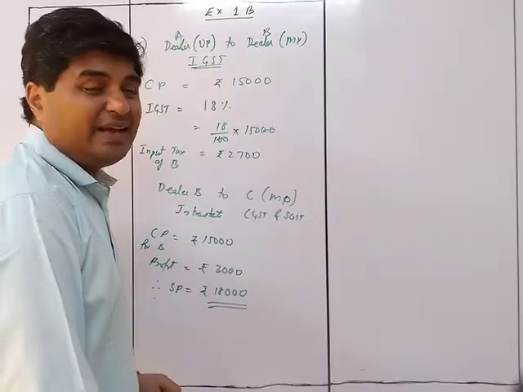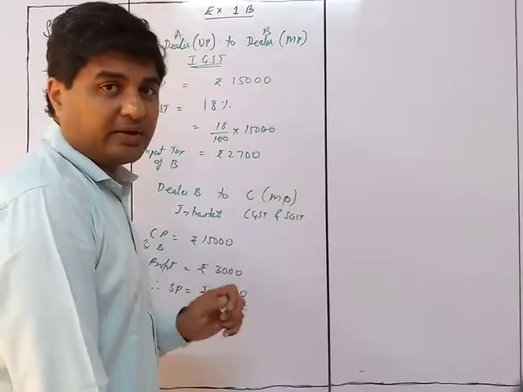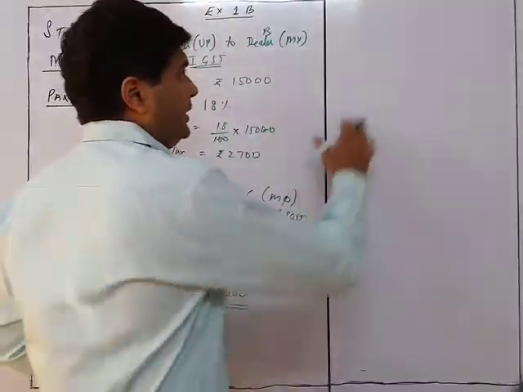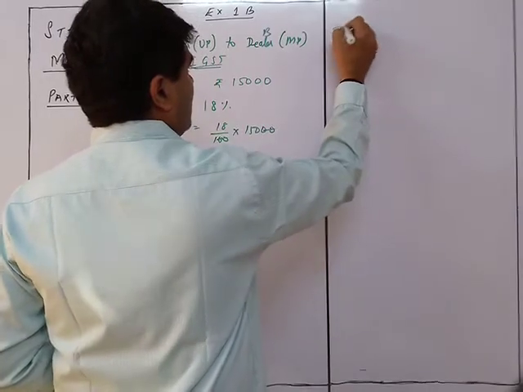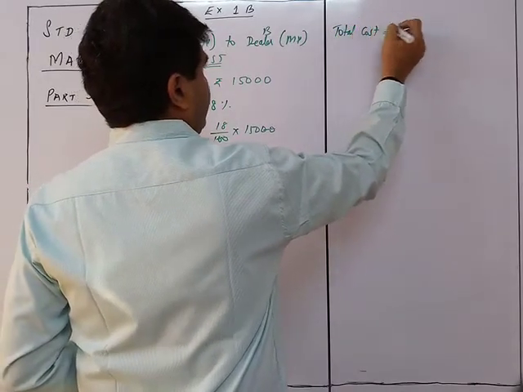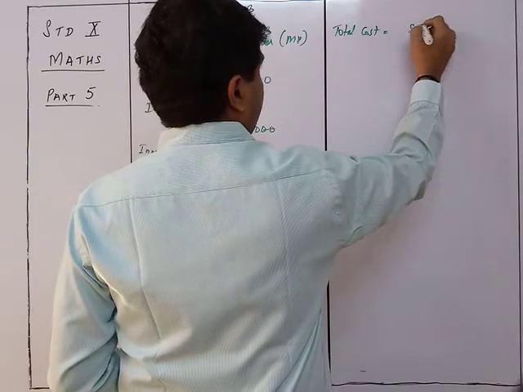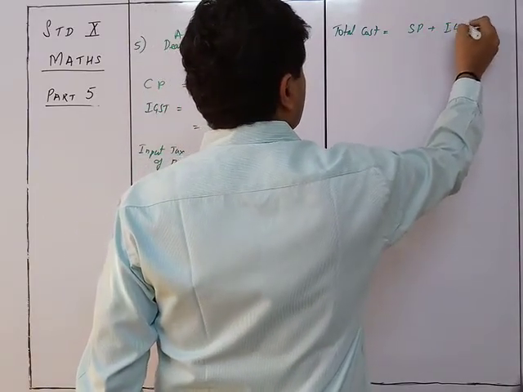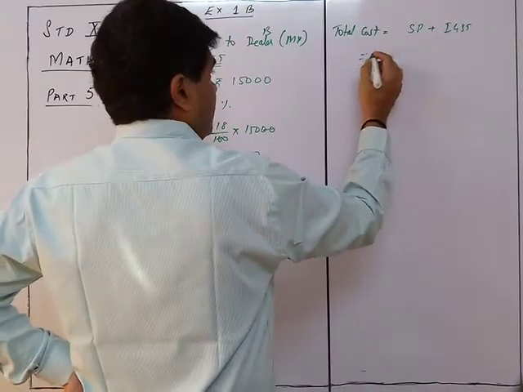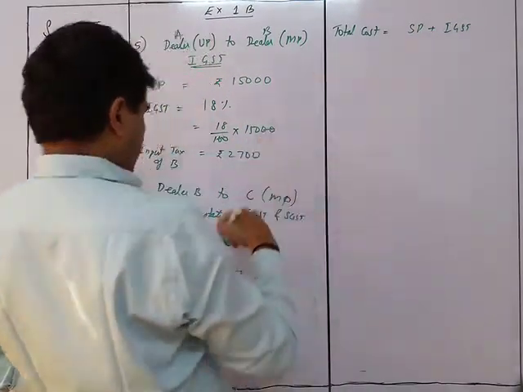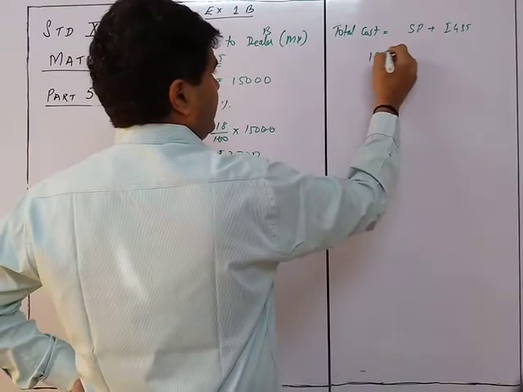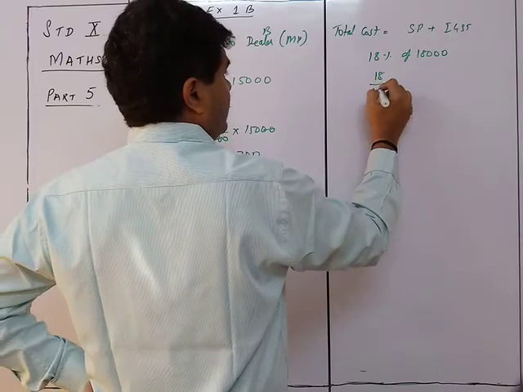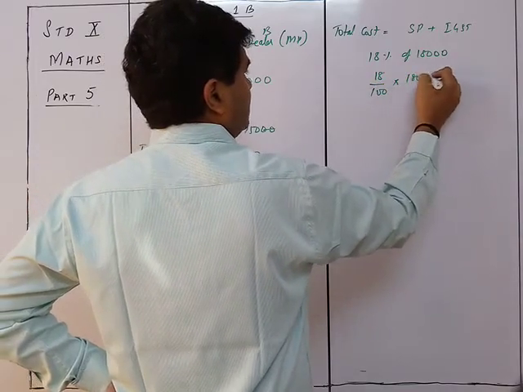Okay. So we see that first thing asked is the cost of the goods to the dealer C in Jabalpur. When they give the cost, it is not the cost price, it is the total cost. So total cost is equal to SP plus ST percent plus IGST. First of all, I will find out IGST, that will be on 18,000. So 18% of 18,000. So 18 upon 100 into 18,000.